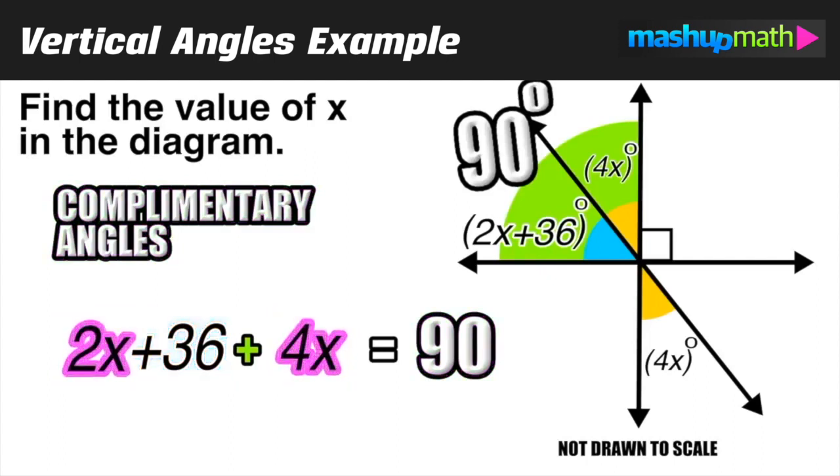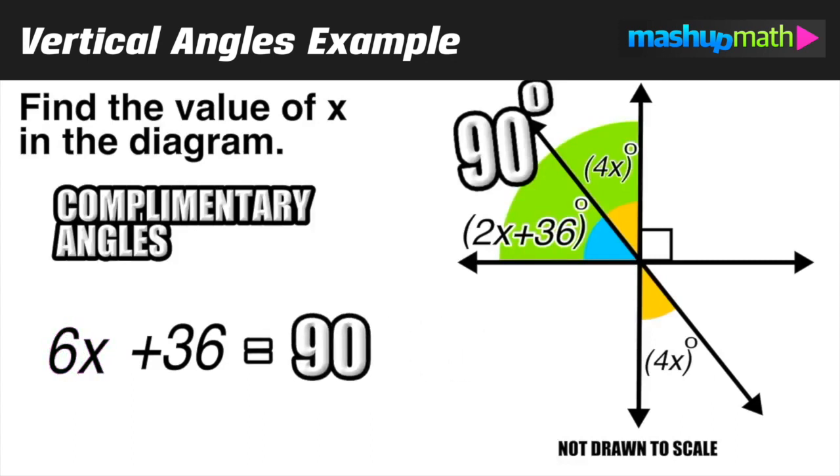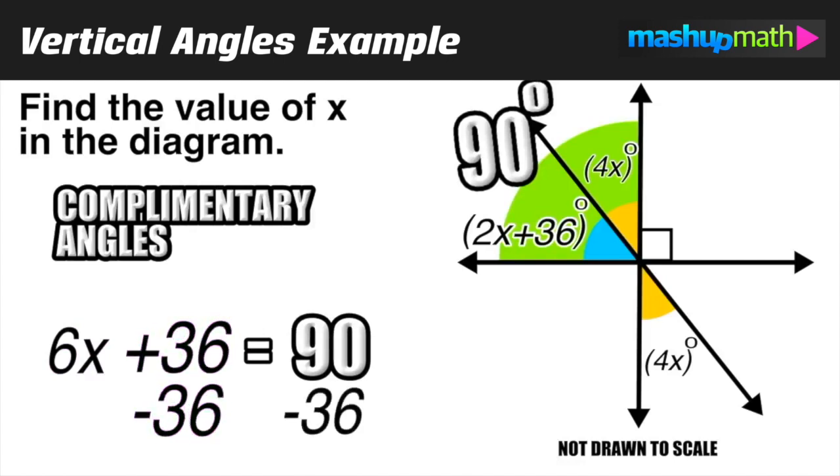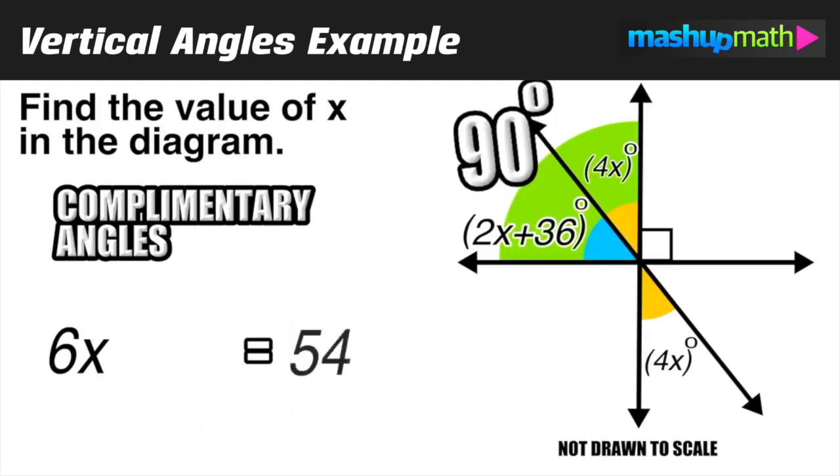And now all we have to do is solve for x. We can start by combining like terms. 2x plus 4x is 6x. Our next step to solving this equation is to subtract 36 from both sides. That'll get rid of that positive 36 on the left side. They cancel out. Over on the right side, 90 minus 36 is equal to 54.